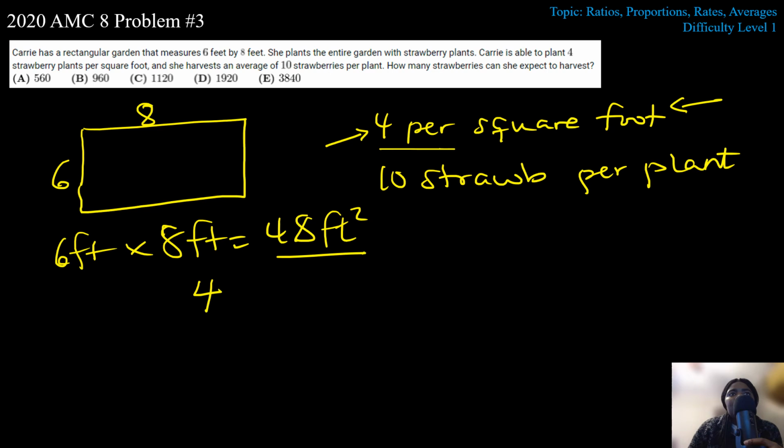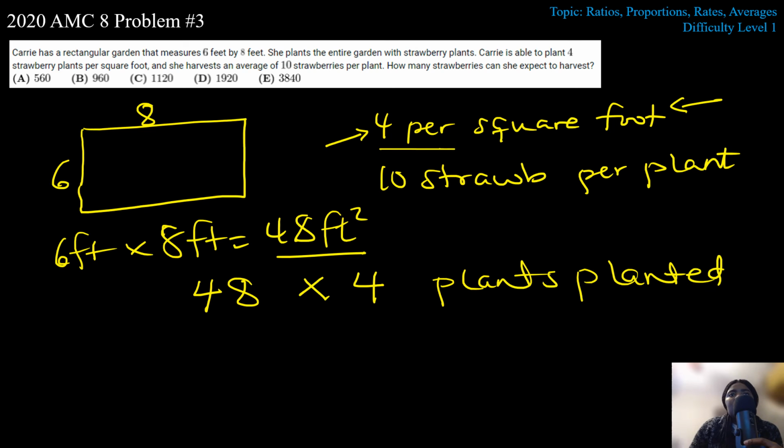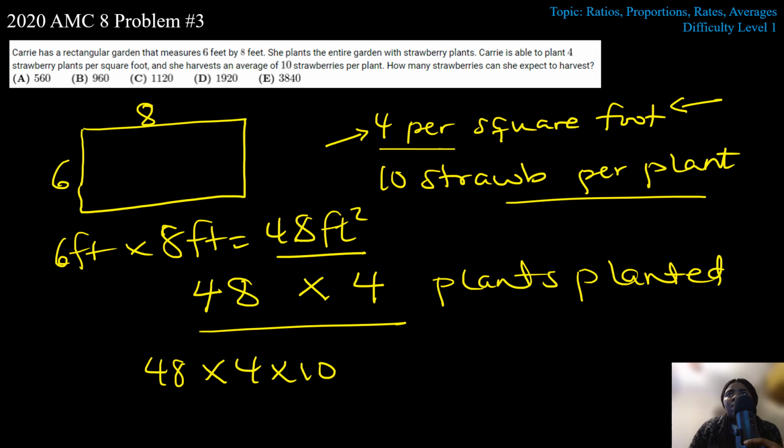So that's a multiplication problem. If there's 48 square feet and 4 per square foot, then you have 48 times 4, and that'll give you the number of strawberry plants that she's going to plant. Then how many strawberries will she harvest? Well, it's 10 per plant. So if this is the number of plants, then it's 48 times 4 times 10 for the number of strawberries. So we just need to figure out this one at this point.